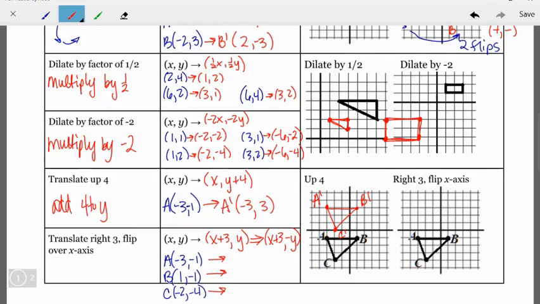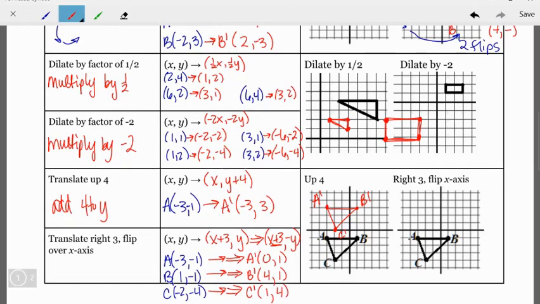So we are going to go all the way to that second rule. So we're going to take each one of our x's and add 3. So our new A, -3 plus 3 gives us 0. Opposite of -1 is +1. New B, 1 plus 3 is 4. Opposite of -1, +1. C prime, -2 plus 3 is 1. Opposite of -4 is +4.